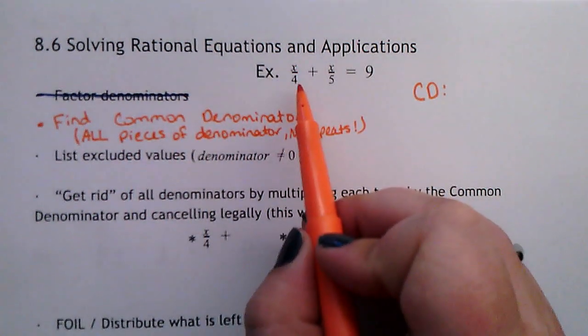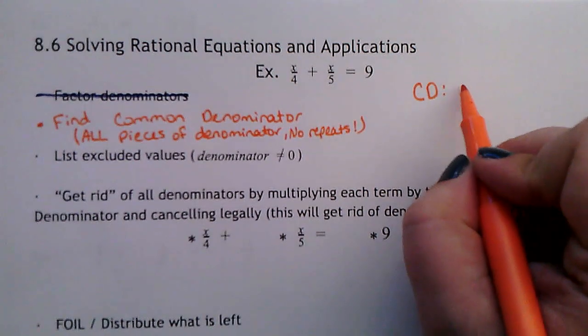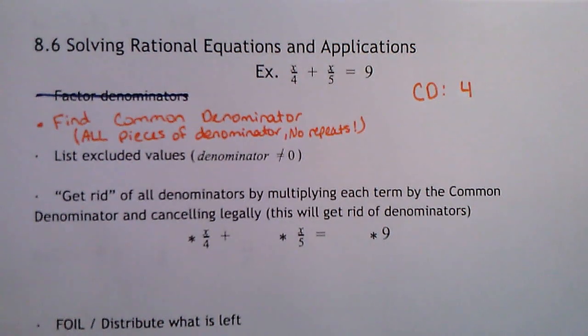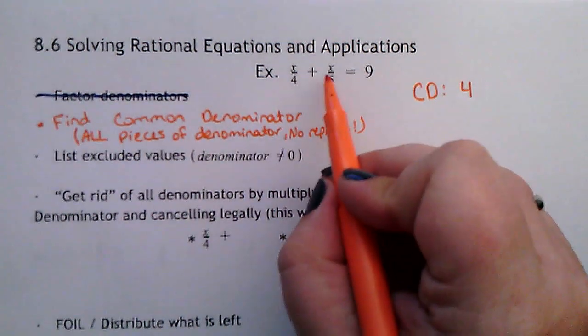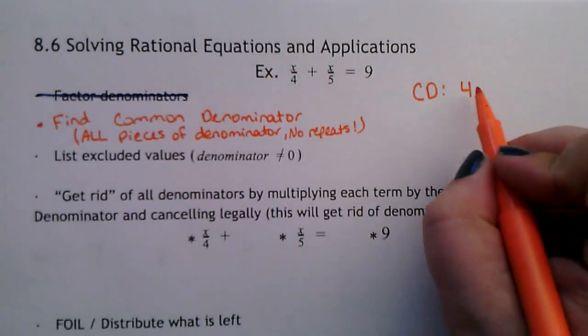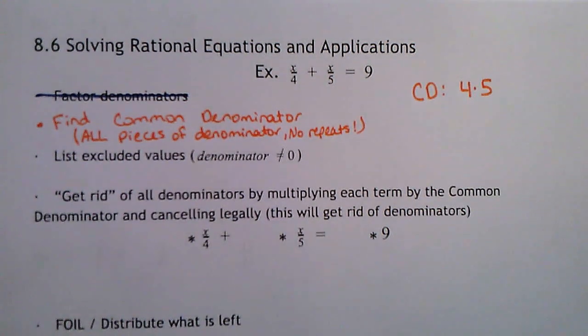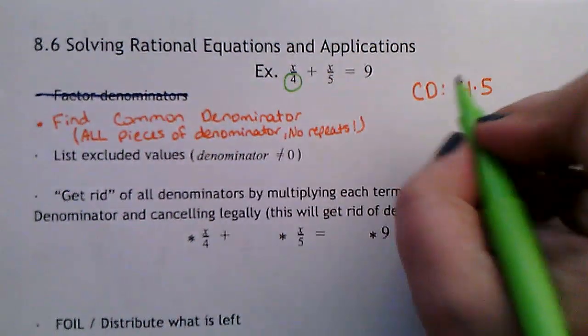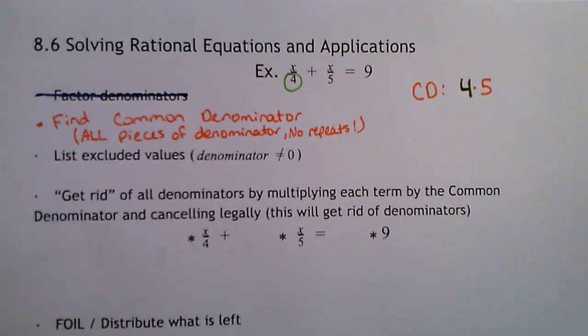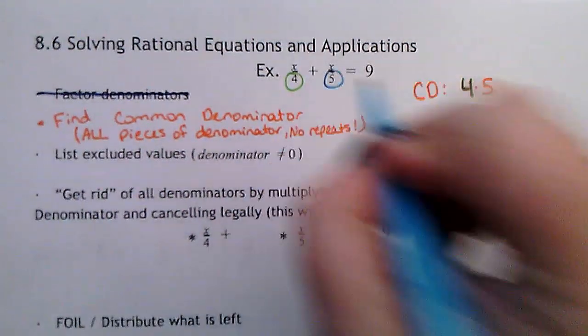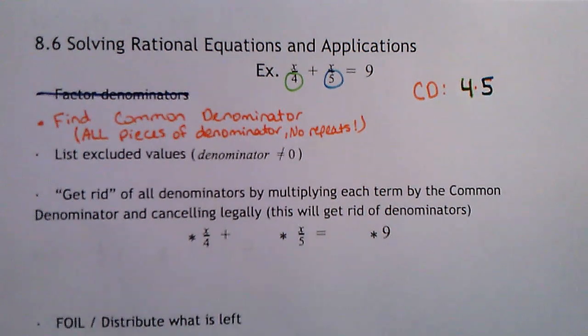So in this first fraction, the denominator is 4. So that goes in our common denominator. And in this second fraction, the denominator is 5. So that goes in our common denominator. Actually, I should probably circle these and show you where they come from. So 4 came from that denominator, and 5 came from that denominator. So that's our common denominator, 4 times 5.